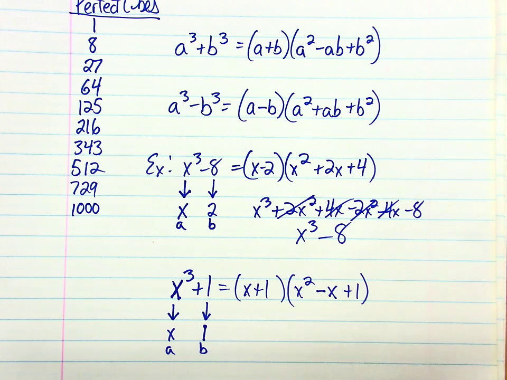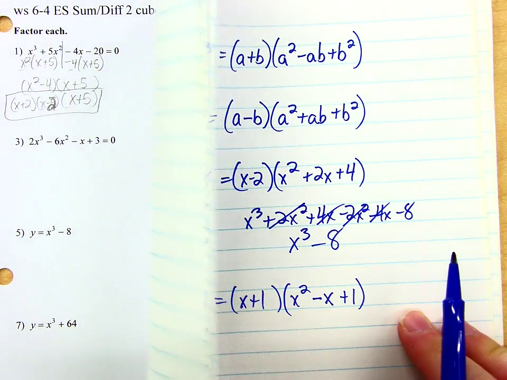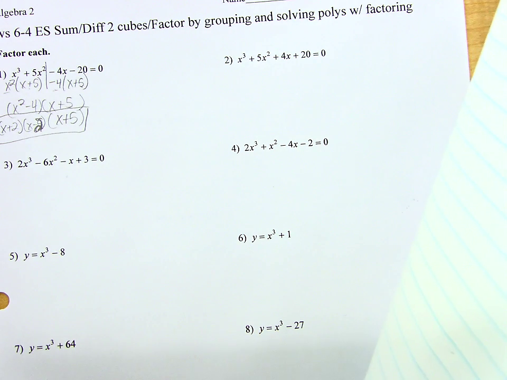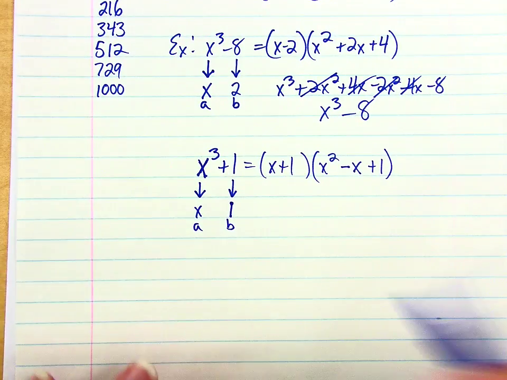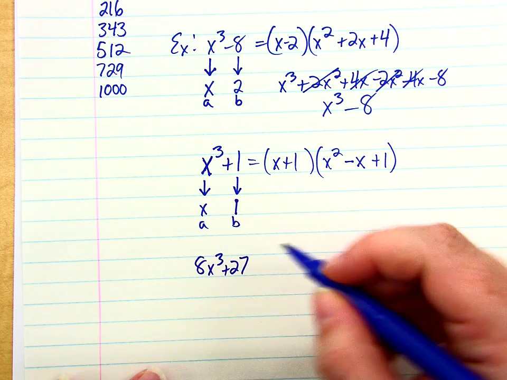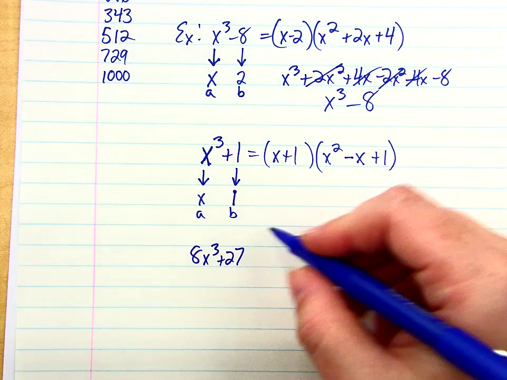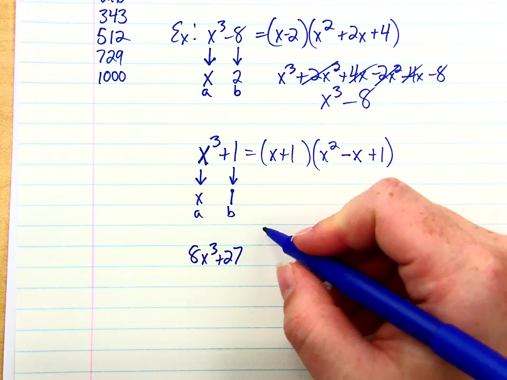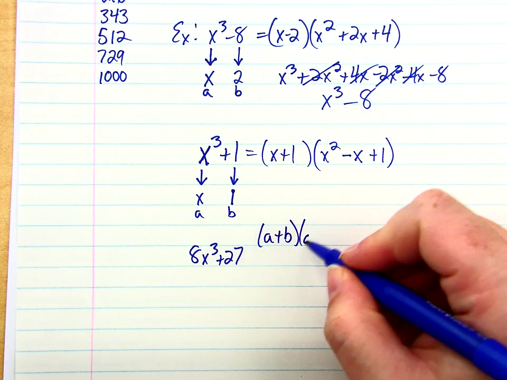All right, it does get a little bit harder if you try one like number, let's jump to 10. 8x cubed plus 27. 8x cubed plus 27. Sum or difference? Sum, so I'm just going to rewrite the sum formula here, because I can't get it all on the same screen. So sum is like this.